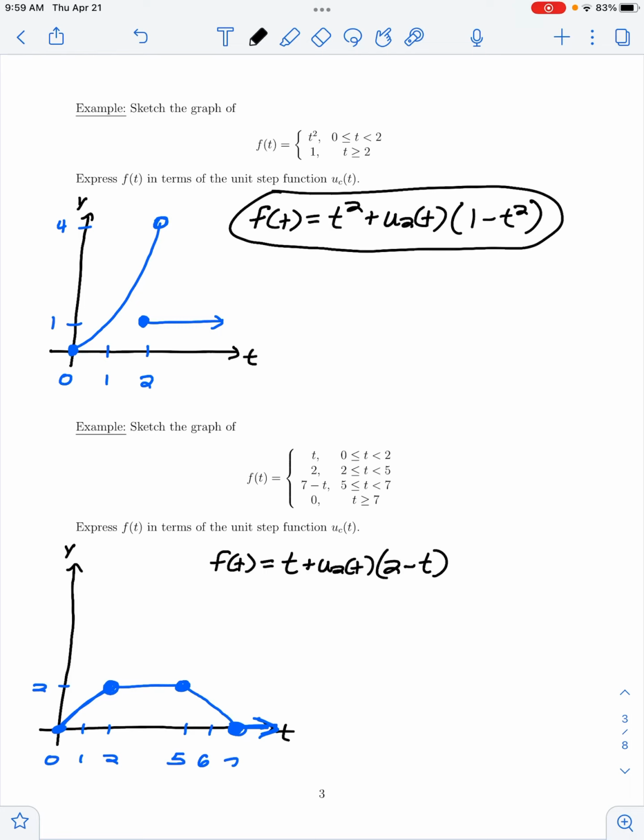And then we have another jump occurring at time 5. So I would multiply by a unit function, or add a unit function at time 5, and multiply that unit function by the value that I want my function to take on the next interval, which would be 7 minus t. And then I have to subtract the value that the function took on the previous interval, which was a constant 2.